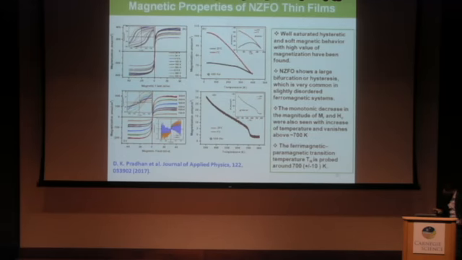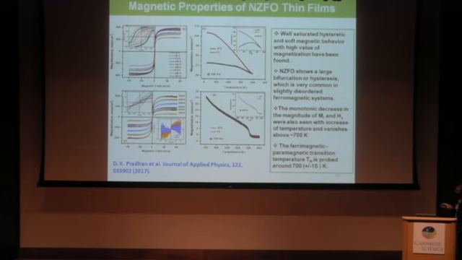Then we have studied some magnetic properties of the composite thin film. Before studying the composite thin film, we studied the magnetic properties of nickel zinc iron oxide thin films. Here, this is the low temperature MH loop from 20 Kelvin to 395 Kelvin, and this is the MT curve at low temperature. Here we observe a large bifurcation, which indicates that it is a slightly disordered type ferromagnetic system. And as the temperature increases, the magnetization decreases.